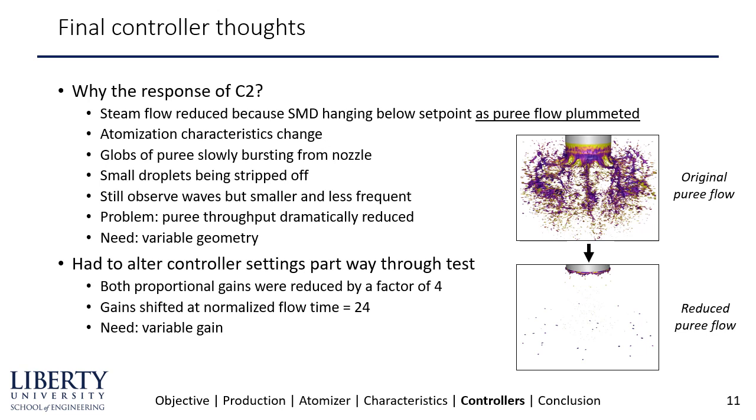Another note is that we had to alter the controller settings partway through the test. Both the proportional gains were reduced by a factor of 4, and we shifted these at a normalized flow time of 24. This was to account for the adjusting dynamics of the system. High gains were better at the start, not so much later on, and it points to the need for variable gain. And one of my colleagues is actually working on that using fuzzy logic.